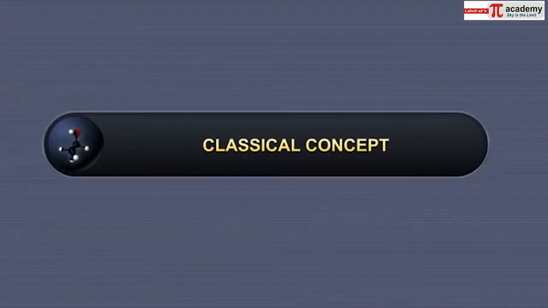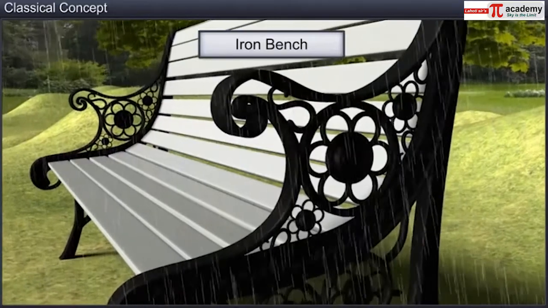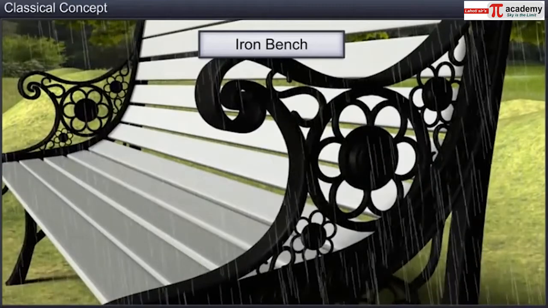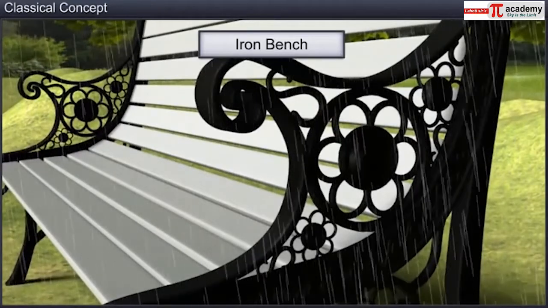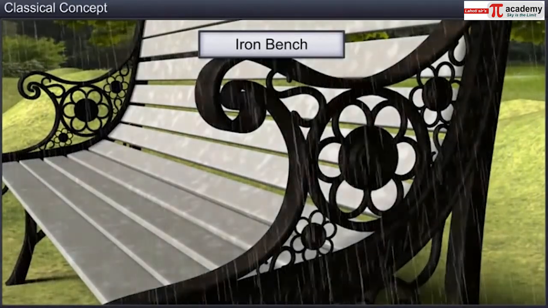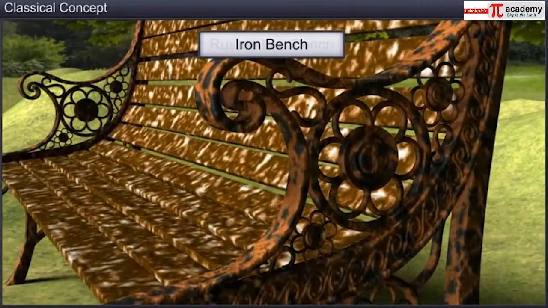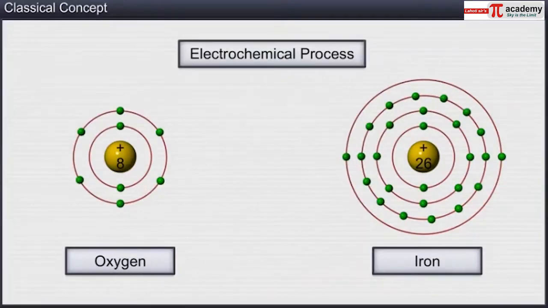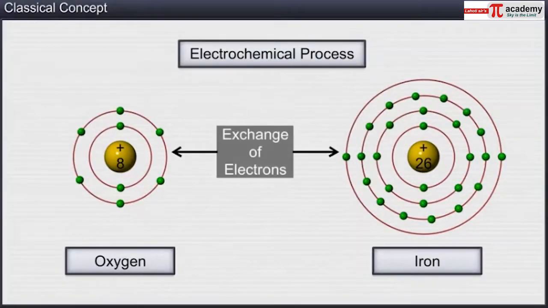In this module, you will learn about the classical concept of redox reactions and its related terms. Before we begin, let's look at a common chemical reaction, like the effect of water on iron. After a few days, we notice that the iron has rusted. The rusting of iron is an electrochemical process that begins with the transfer of electrons from iron to oxygen.